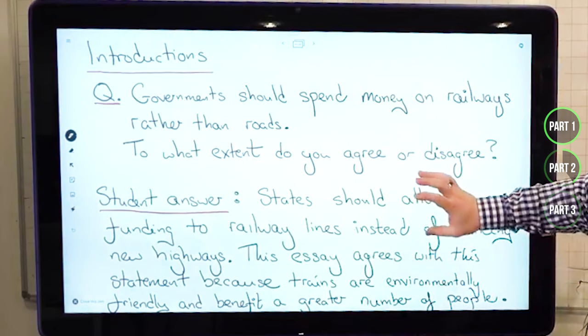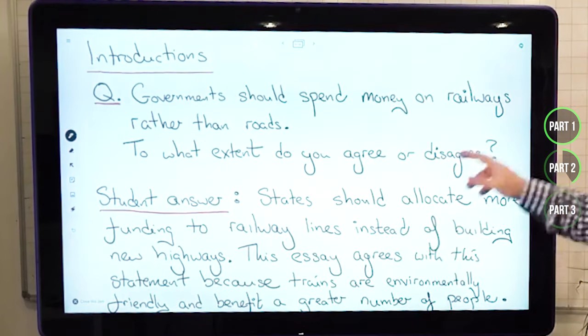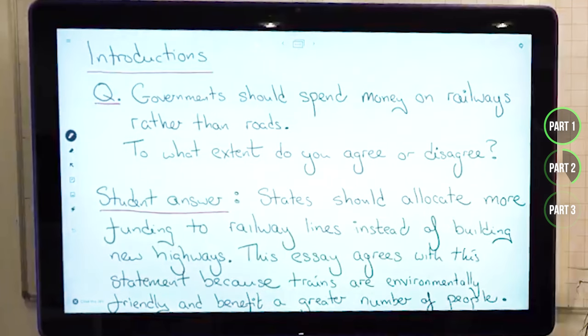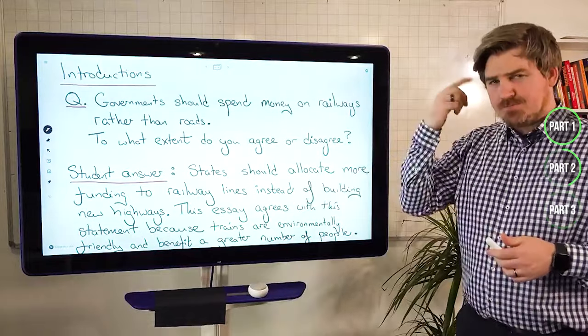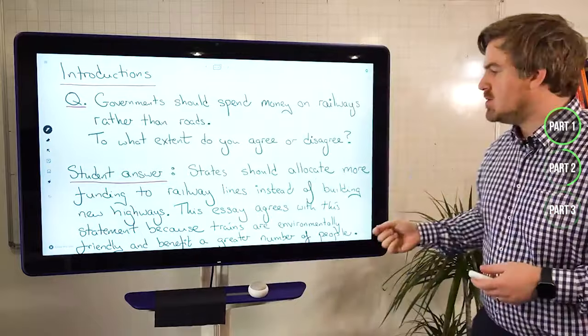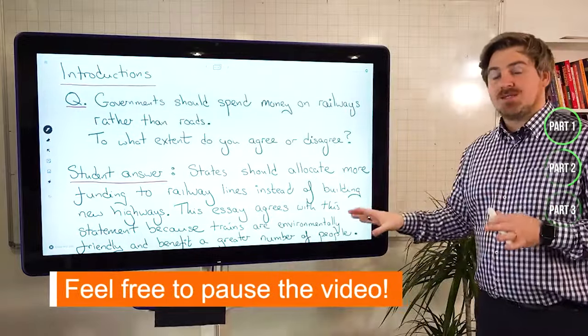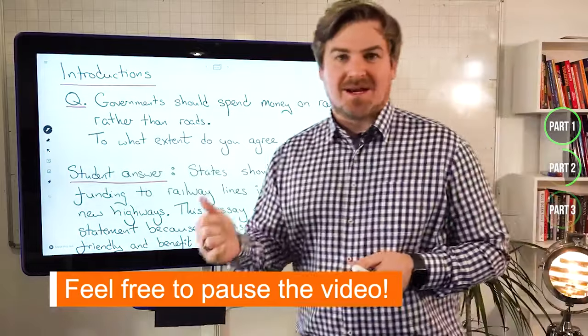So this is a VIP student who we work with, and this is their introduction. States should allocate more funding to railway lines instead of building new highways. This essay agrees with this statement because trains are environmentally friendly and benefit a greater number of people. So what I'd like you to do is read this introduction and think of the formula that they used. Think of the principles that they used in order to write this. What does it contain? So feel free to pause the video. Think about it. There are 3 things that it has in it.